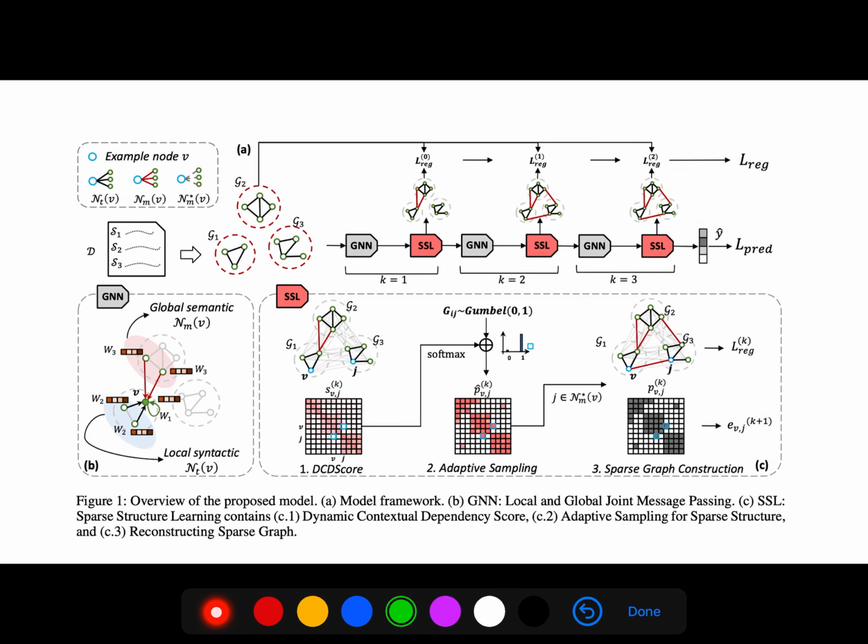So this is an overview. A is the model framework, that you have GNN, then SSL, GNN, SSL, GNN, SSL, and finally the prediction. And in B, you see the local and global joint message passing. And in C, you see the SSL, sparse structural learning, which contains dynamic contextual dependency score, and then adaptive sampling for sparse structure.